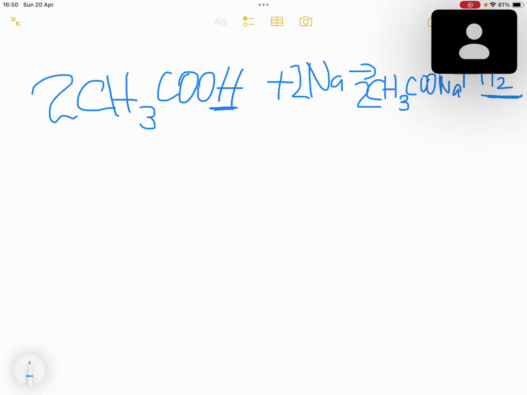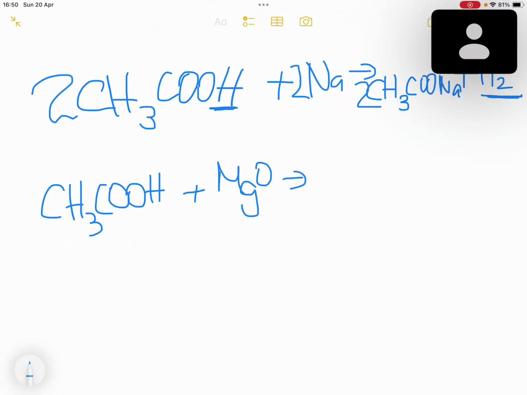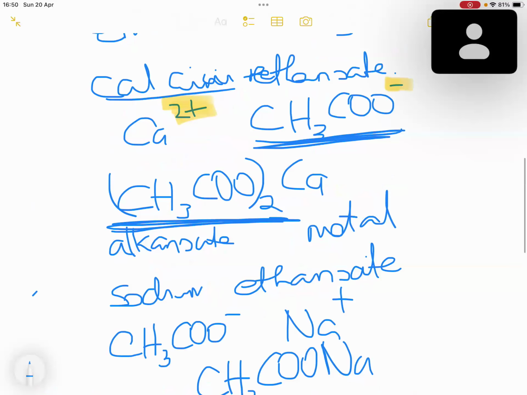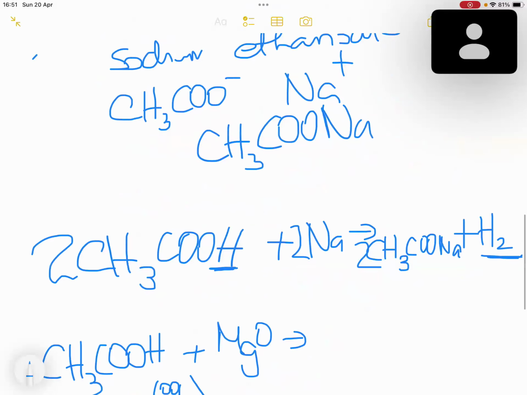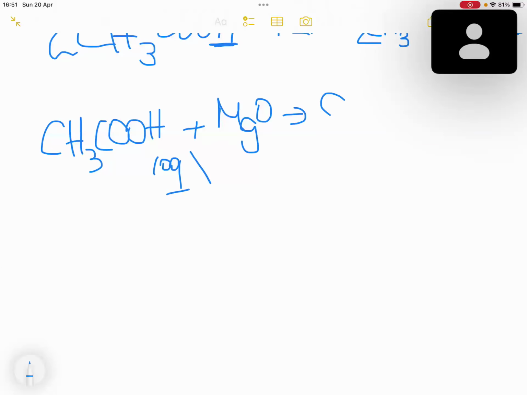Now, this is another one from a past paper where they're asking you to react ethanoic acid with a base. And in the past paper, they are using magnesium oxide. Now, magnesium is also 2+ like calcium. So the formula would be (CH3COO)2Mg. So this is the salt, CH3COO, and then we put Mg right here, and we get the water.